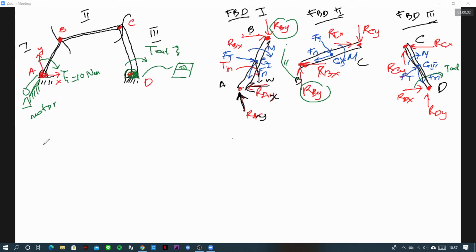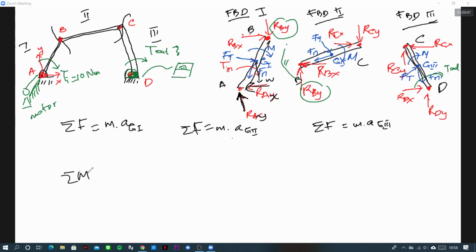This is quite simple, basically the same as the rigid body. The difference is only that you have to write sigma F equal to m a three times, once for each corresponding link 1, 2, and 3. So you can say sigma F equal to m a G1, sigma F equal to m a G2, and sigma F equal to m a G3. Are these enough? No, you will also need sigma M.